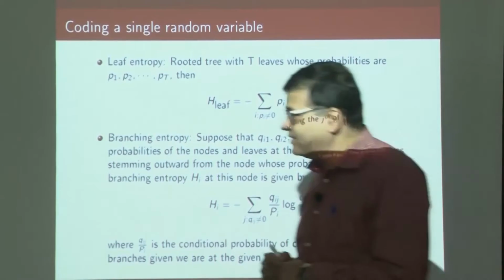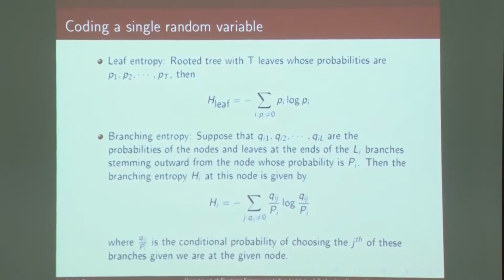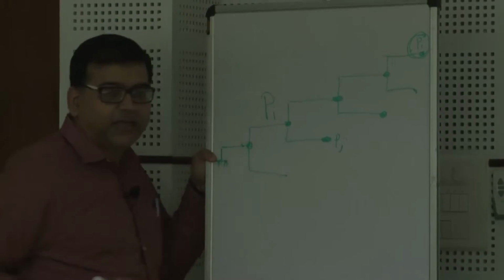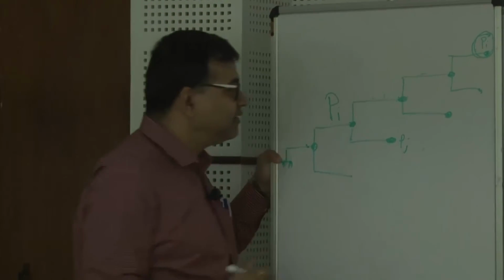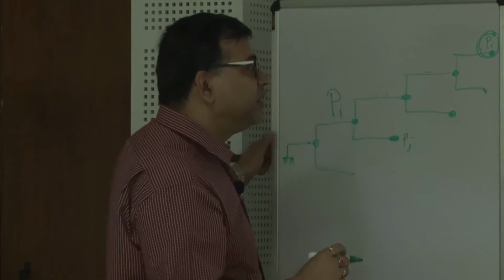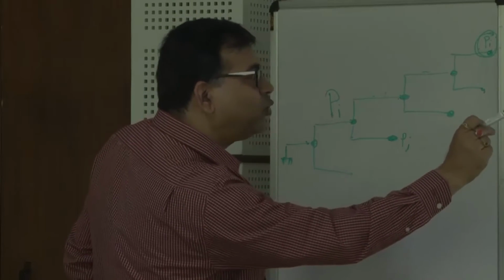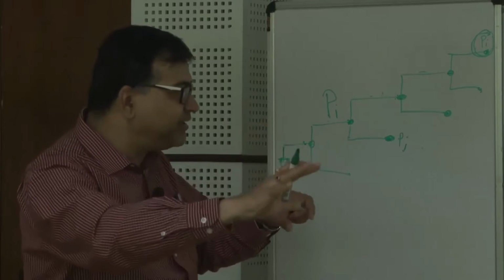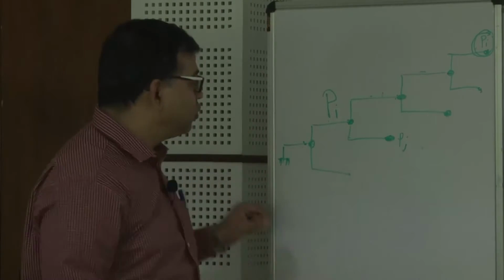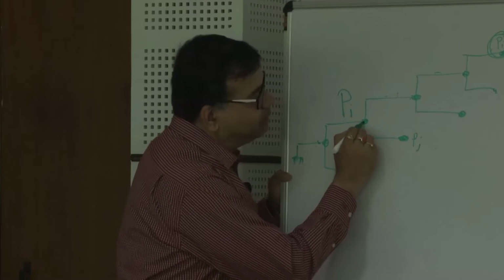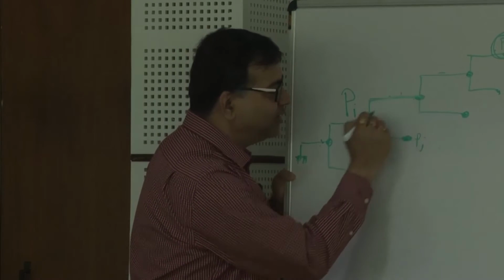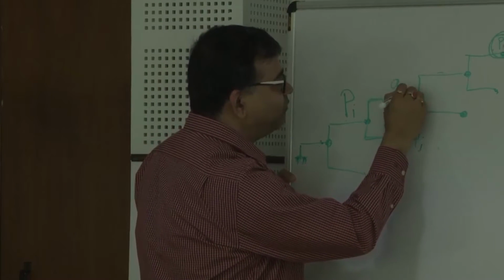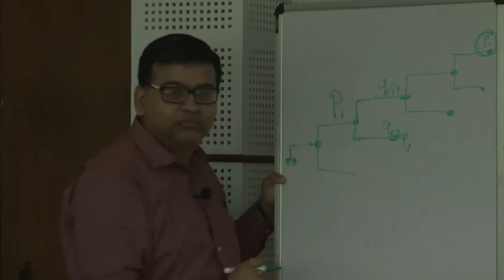So what I am saying here is, let us say I have a node, and this node's probability is capital Pi. Qi1, Qi2, and so on are the probabilities of the nodes and leaves at the end of the branches stemming outward from this node. So what are the branches stemming out from this? This one and this one. Let us say this is Qi1 and this is Qi2.